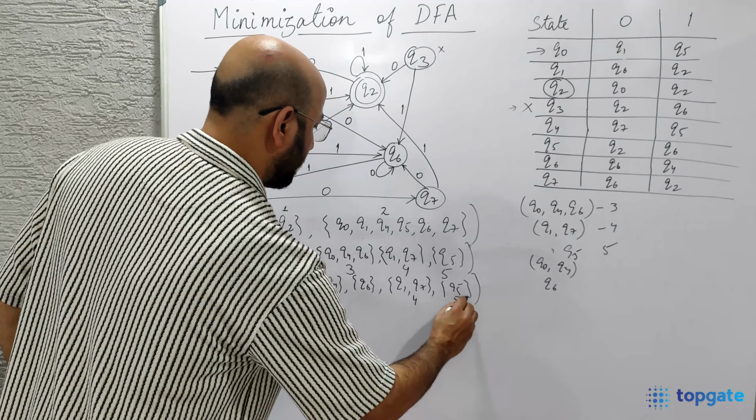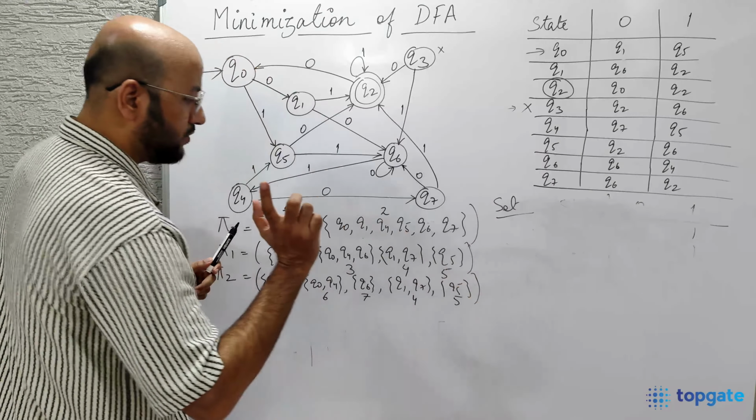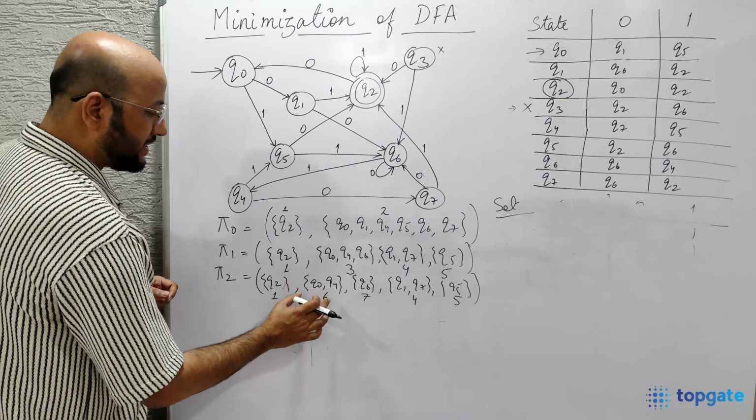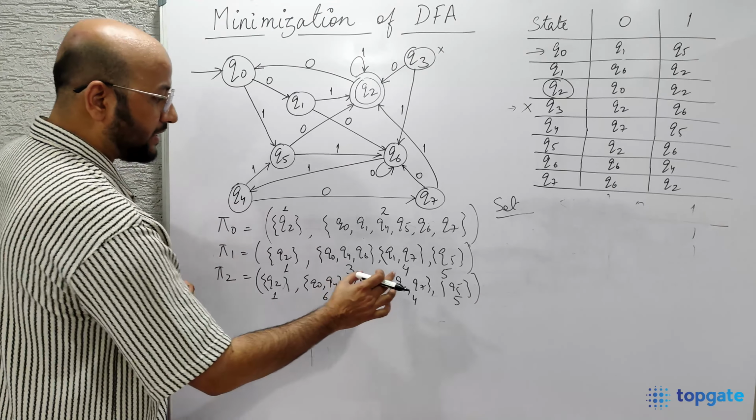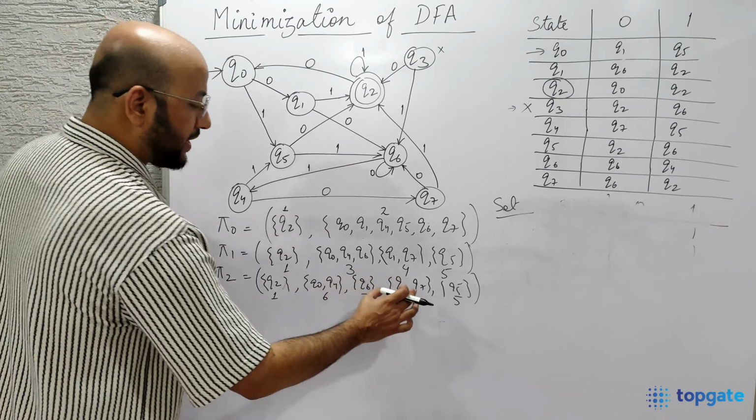I cannot divide these states further. So this is my required DFA. That means in my DFA I have got 5 states. In this particular DFA I had 8 states, but in the minimized DFA I have got 5 states: 1, 2, 3, 4 and 5. State q0 is combined with state q4 and state q1 is combined with state q7.